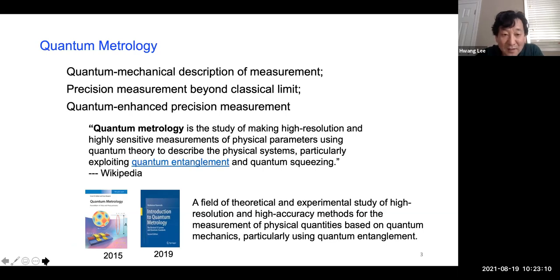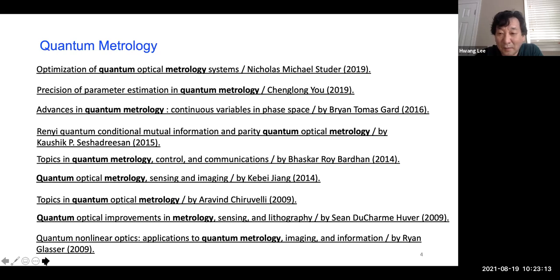Then this library search gave me this list of publications, which are dissertations by graduate students in the quantum group. The latest one using quantum metrology in the title is Nick Studer, and the first one was Ryan Glasser, who is here, and Sean Huber.